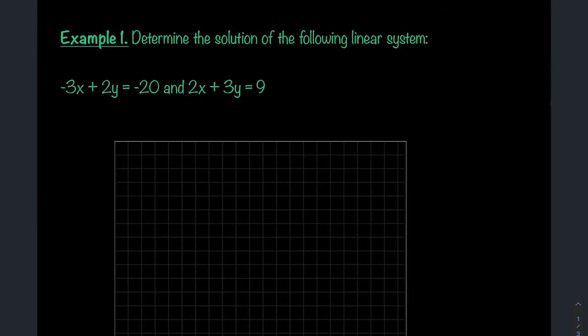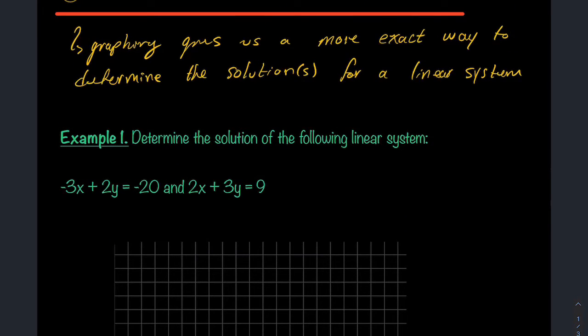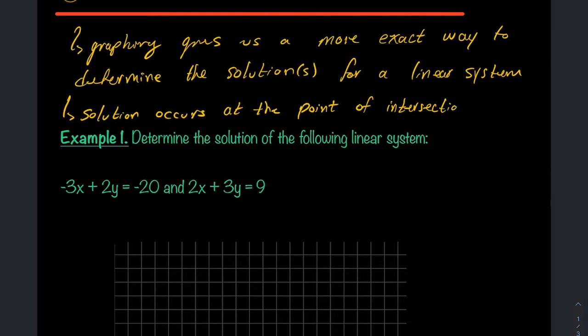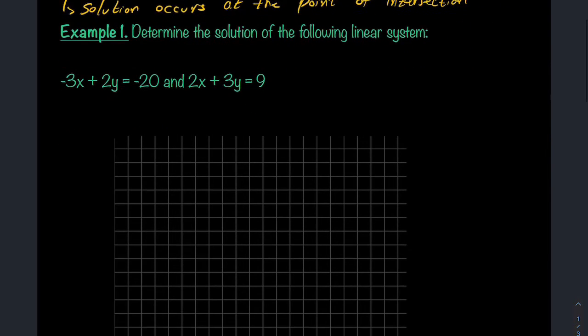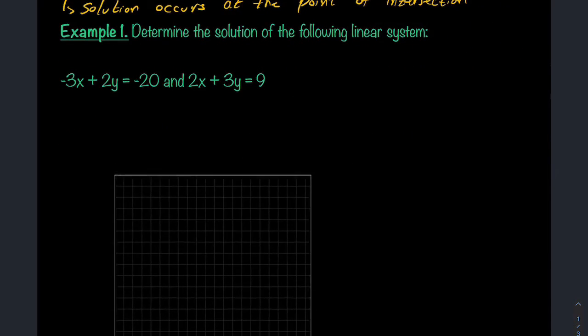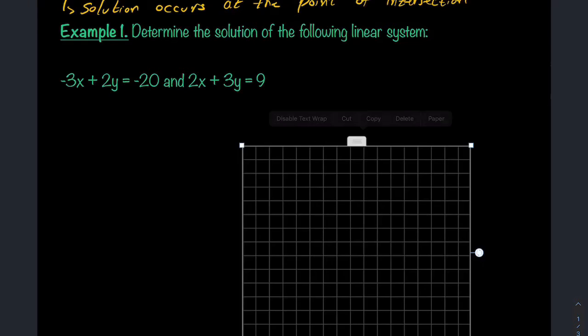And we need to recall that the solution occurs at the point of intersection, right? Because if we're drawing 2 linear equations, 2 linear lines, the only solution that they're going to have, if they have one solution, it's going to be the point at which they share that same x and y coordinates. So that's the point of intersection that we can think about here. So we need to determine how we can actually go about finding that. So I'm just going to move my graph over here for now.